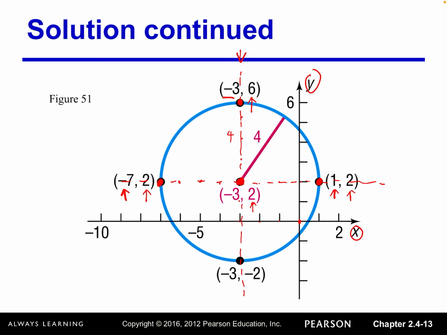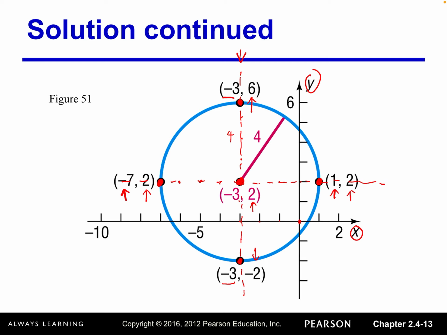Okay, and a similar reason for the bottom point on the circle, the lowest point on the circle. The x coordinates remain the same as the center of the circle, and then the y coordinates, positive 2, move downward 4 units. 1, 2, 3, 4. That's how we got the y coordinates -2. 2 minus 4, that's -2.